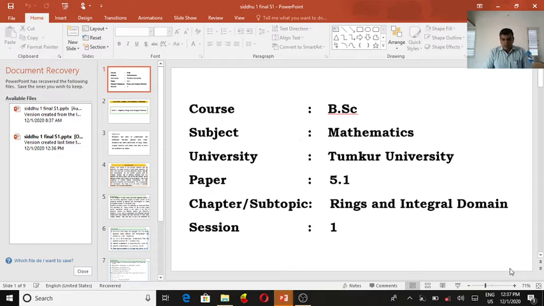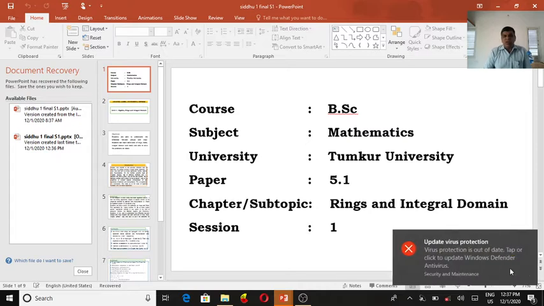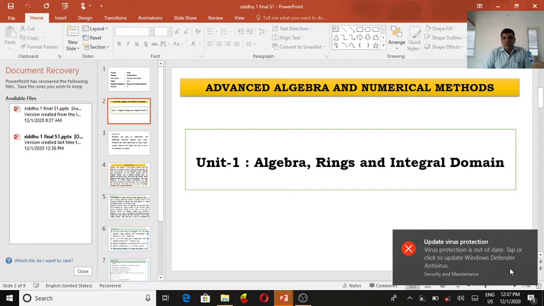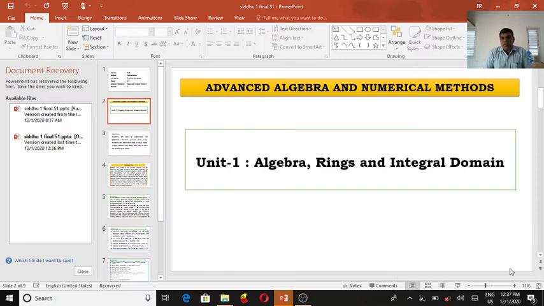This is for final year paper 1, 3.1 paper. The first topic is algebra: rings and integral domain. Simply put, rings and integral domain.